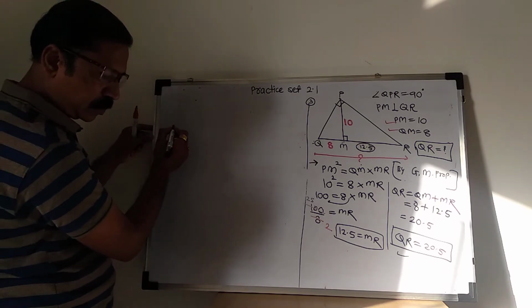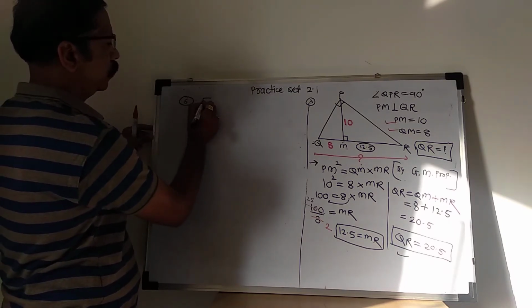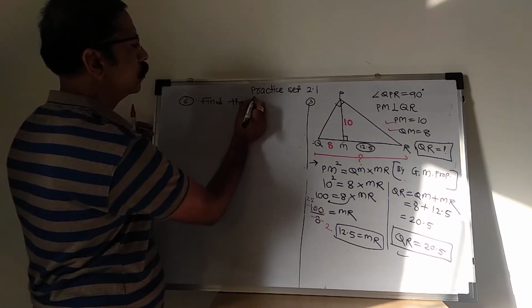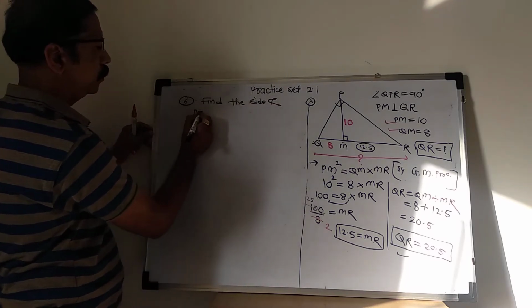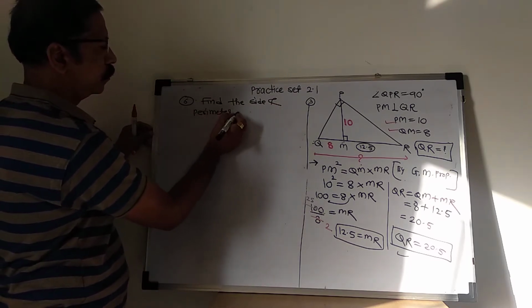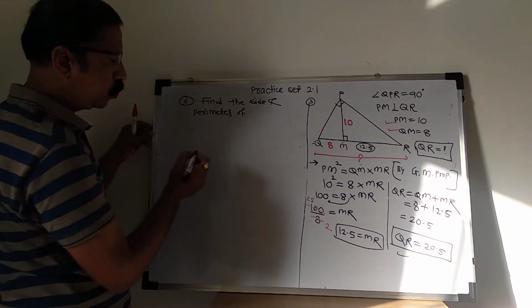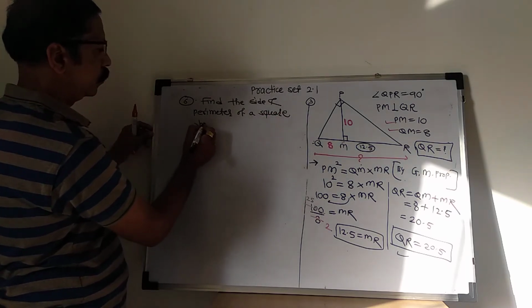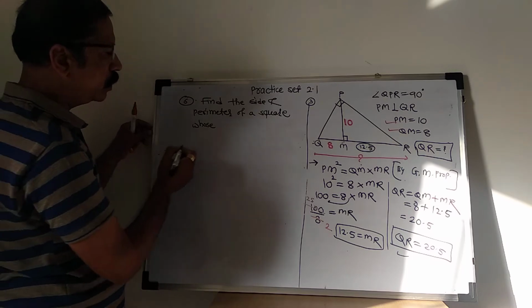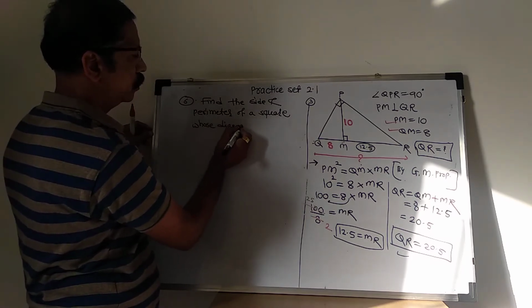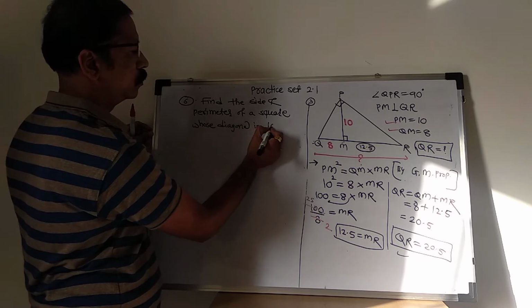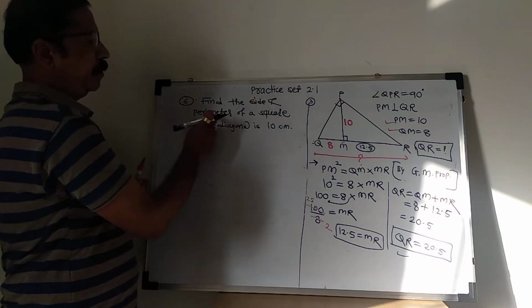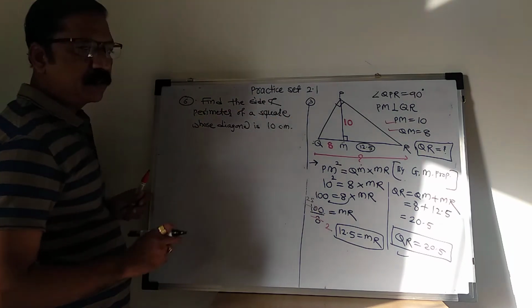We'll take question number 6. Question number 6 is: find the side and perimeter of a square whose diagonal is 10 centimeter. I am reading the question. Find the side and perimeter of a square whose diagonal is 10 centimeter.